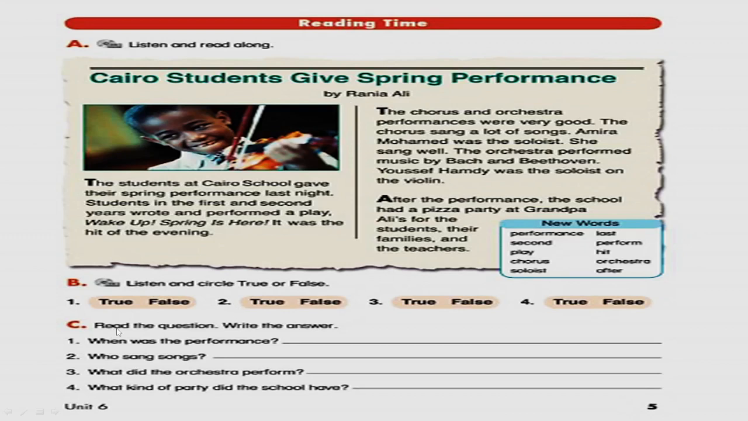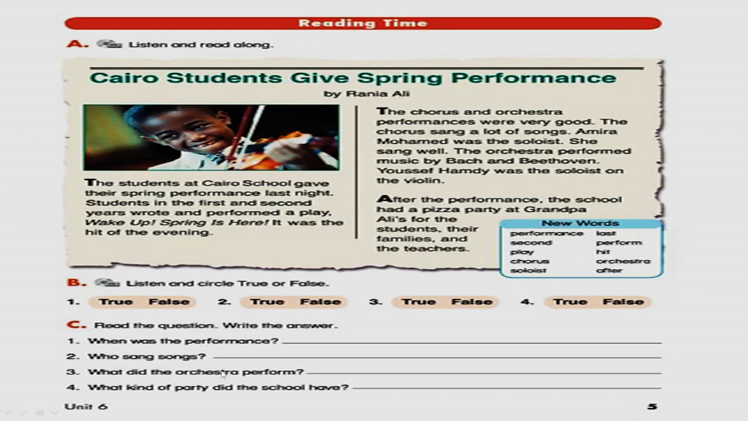Let's answer the questions here, exercise C. When was the performance that was mentioned in the text? It was last night. Who sang songs? As I said, the chorus. The chorus refers to a group of people. What did the orchestra perform? The orchestra is a group of people who play music together. So they performed music by Bach and Beethoven, two of the greatest musicians in history.